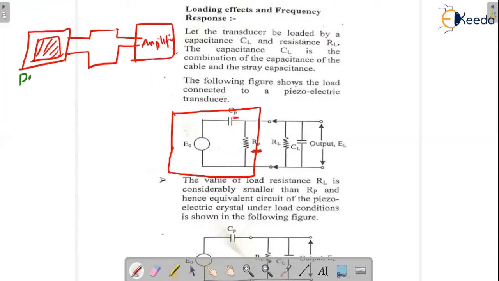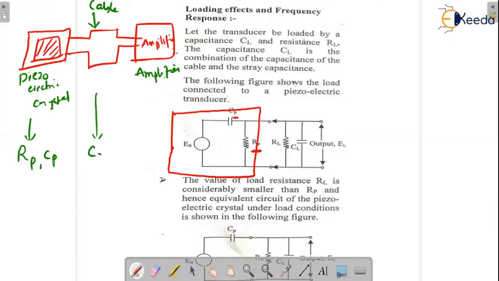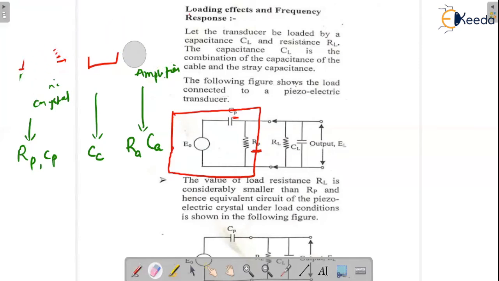This is the piezoelectric crystal, and we'll connect it to the amplifier using a cable. So this crystal has resistance and capacitance. This cable has capacitance, and we are neglecting the resistance because it is very small compared to the other parameters. And the amplifier has resistance and capacitance. Now these have to be represented in the circuit. So before that representation, I'll discuss some loading effect. So I'm connecting some load.